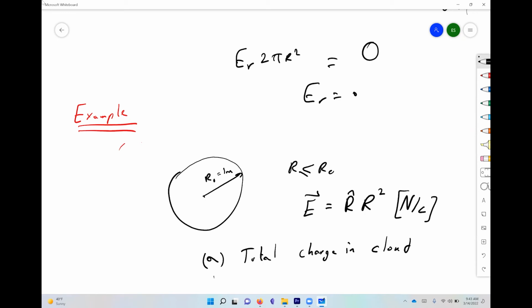And the charge density in the cloud. Not only the total charge, but also the charge density. How is the charge distributed in the cloud? Because we have the field at every point in the cloud, yes, we can do that.